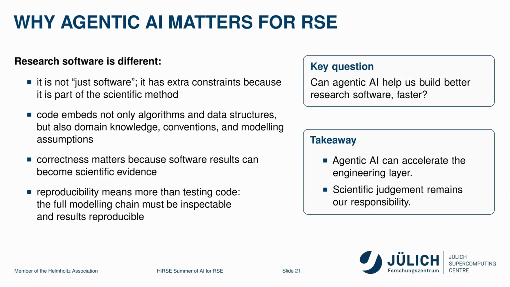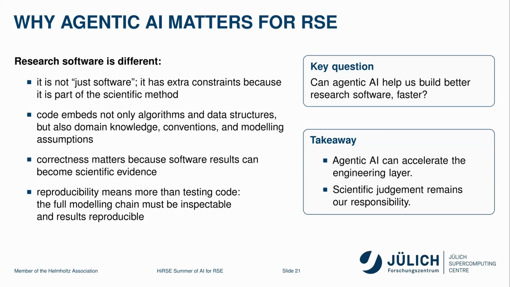So the point here is research software is different. It's not just software. It has these extra constraints because it is part of the scientific method. Our code embeds not only algorithms and data structures, but also the domain knowledge, conventions, and modeling assumptions. Then correctness matters most because software results can become scientific evidence. And reproducibility means more than testing code, so the full modeling chain must be inspectable and results must be reproducible.